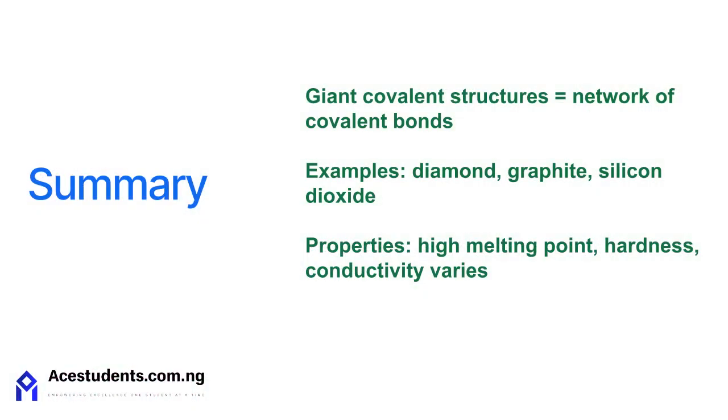To summarize, giant covalent structures are networks of atoms held by strong covalent bonds. Important examples are diamond, graphite, and silicon dioxide. They share properties like very high melting points, but differ in hardness and electrical conductivity.